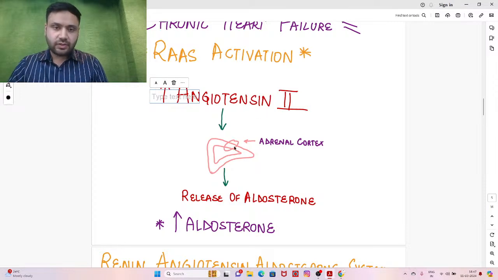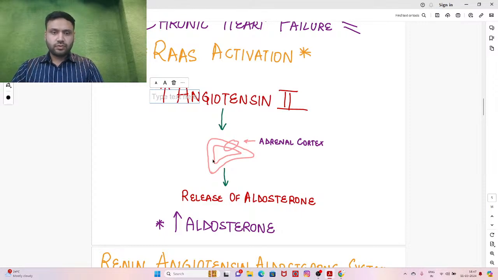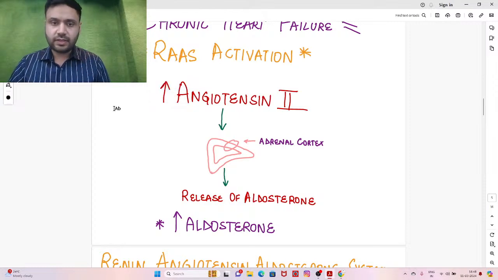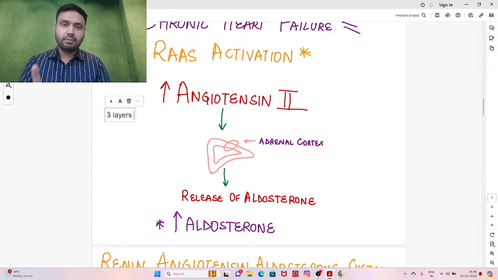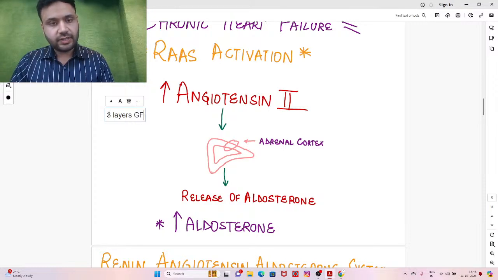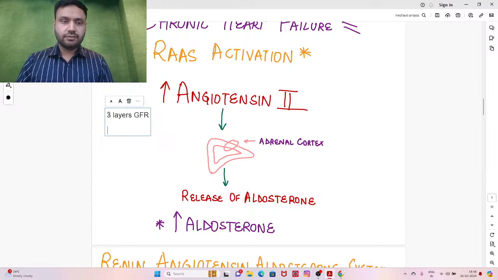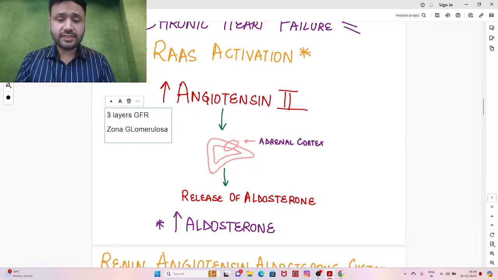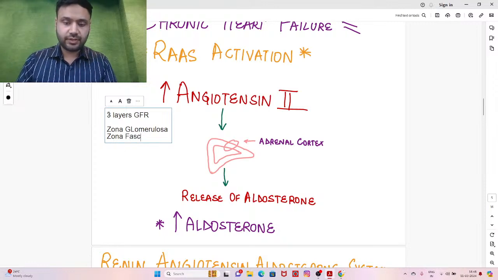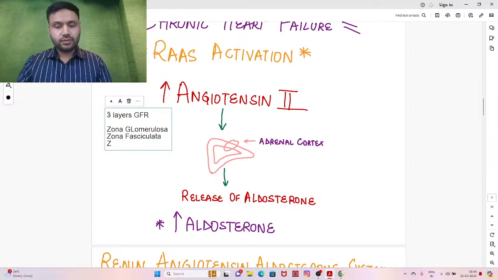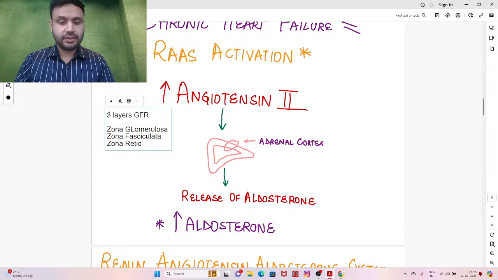It acts on the adrenal cortex to release aldosterone. So before we move on to the next slide, let's see what's in the adrenal cortex. The adrenal cortex is made up of three layers. These are G, F, and R. The first layer is called zona glomerulosa. The second layer is called zona fasciculata. And the third layer is zona reticularis.